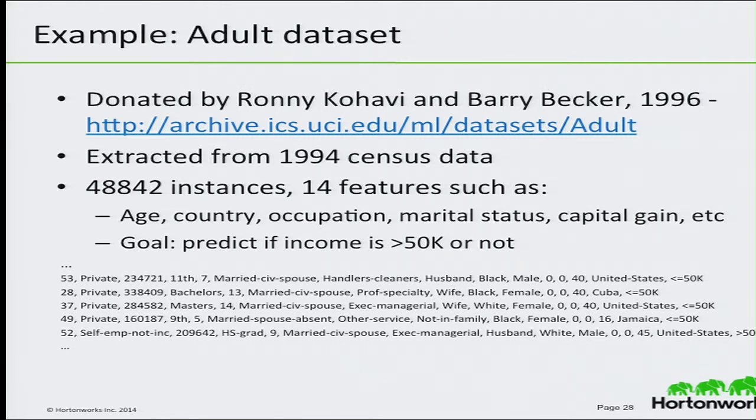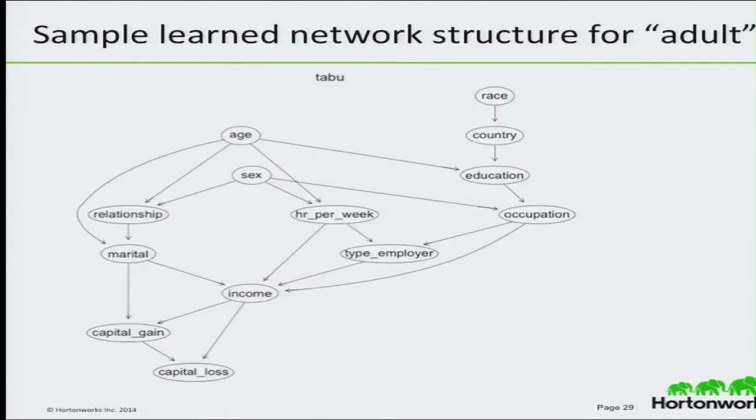So I got this data set, and essentially the problem there is to use a lot of information to predict whether somebody makes more than 50K or not in a year. Learn the network using one of the algorithms. This is what it looked like when I finished learning it.